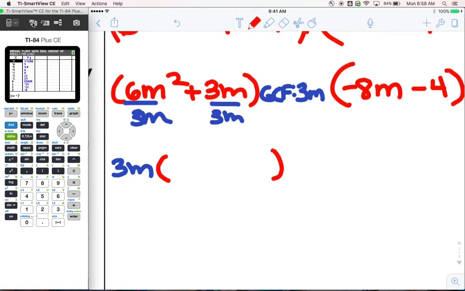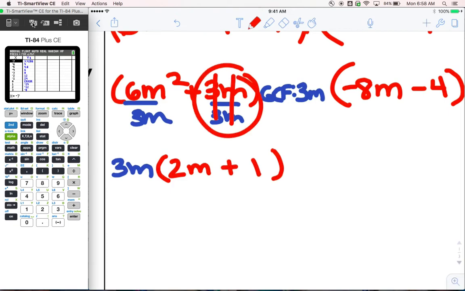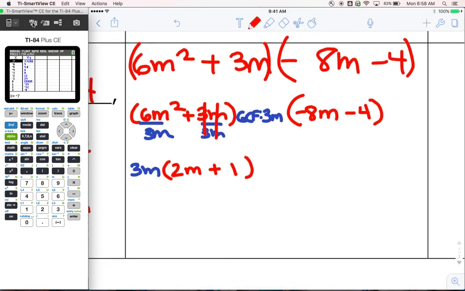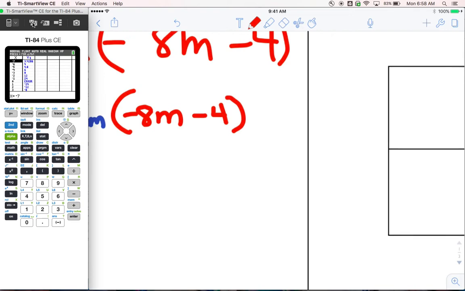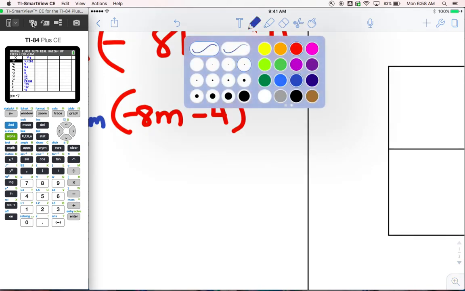Well, 6 divided by 3 is 2, and m squared divided by m is m. And everything cancels here, so what do I write? A 1. Right? If everything cancels out, we got to write a 1, so that when we distribute, we get our 3m back. Okay, on the next group, we got to find my GCF again. Let's see here.